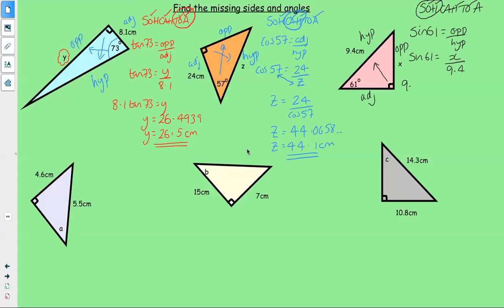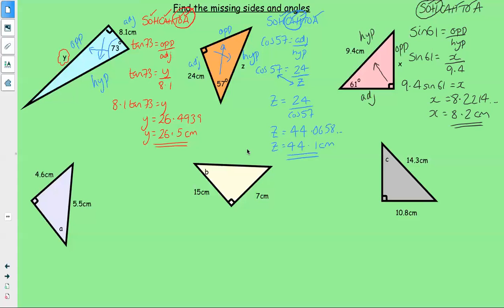That 9.4 goes up and multiplies. So we've got 9.4 sin 61. So it's 8.2214, 1 decimal place 8.2. Again, it's a side we're working out, so centimeters.